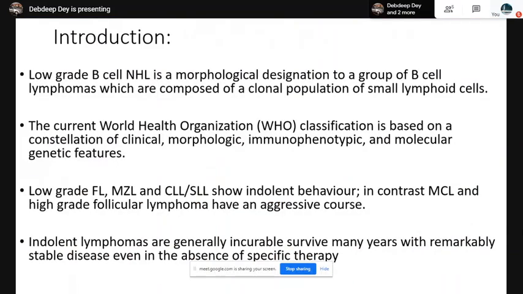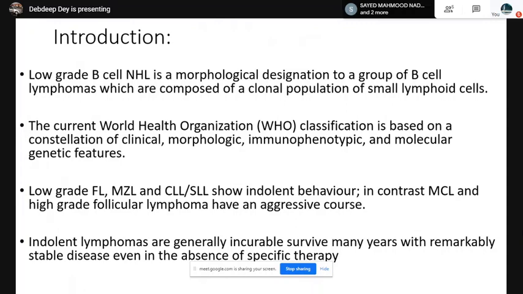So what is exactly a low-grade B-cell NHL? It is a morphological designation to a group of B-cell lymphomas which are composed of a clonal population of small lymphoid cells. The WHO classification is based on a constellation of clinical, morphological, immunophenotypic, and molecular genetic features. Low-grade follicular lymphoma, the marginal zone lymphoma, and CLL, SLL show indolent behavior, while mantle cell lymphoma and high-grade follicular lymphoma have an aggressive course.